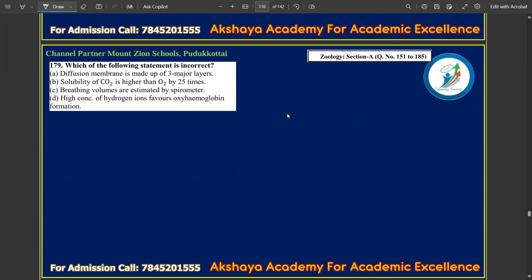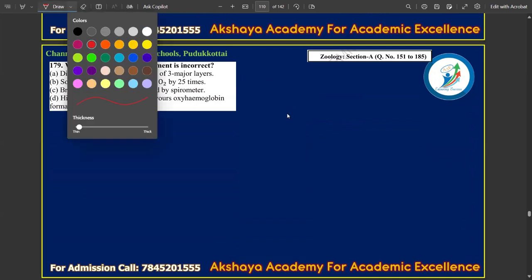Then the next question, 179. Which of the following statements is incorrect? Diffusion membrane is made up of 3 major layers. It is true. Diffusion membrane contains 3 major layers.